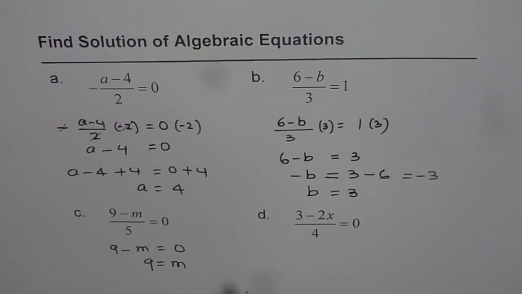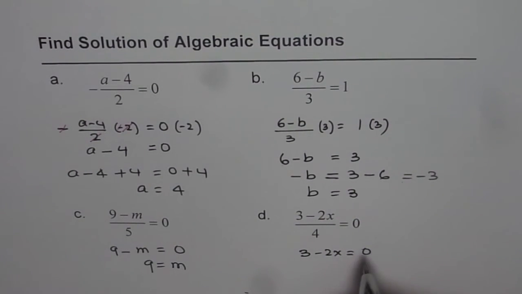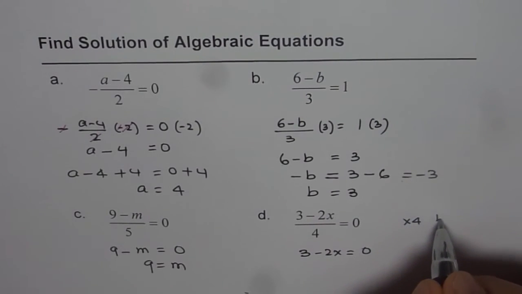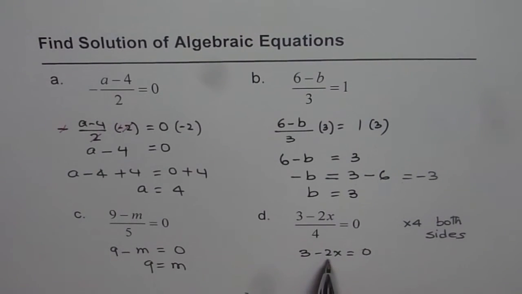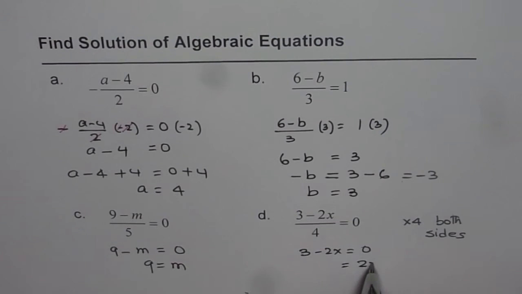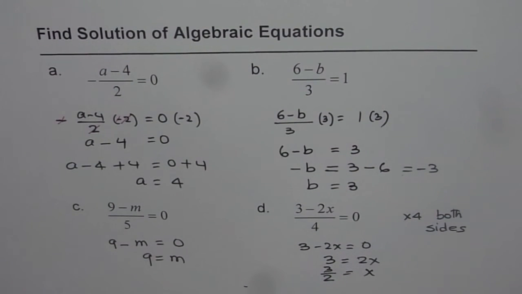So now let's see how to solve D. In this case again we have 4 in the denominator. The first step is to multiply by 4 on both sides so that we get rid of the fraction part, the denominator, right? If we do that, we get 3 minus 2x equals 0, right? So what we did here was times 4 on both sides. Now I prefer to take 2x to the right side. So we get 2x equals 3, and what is x equal to? x equals 3/2, right? A fraction, 1.5. So at times, you can also get fractions as your answer, right?